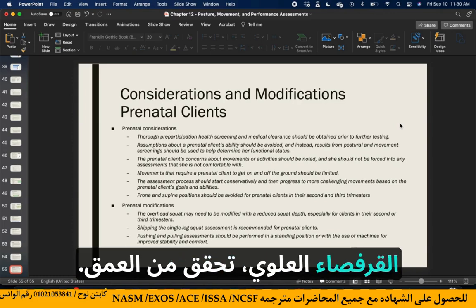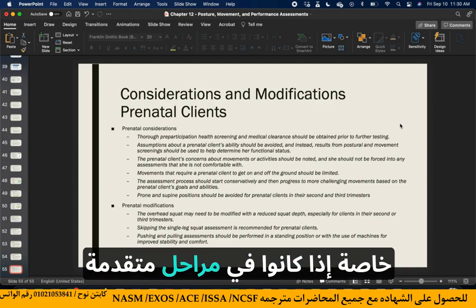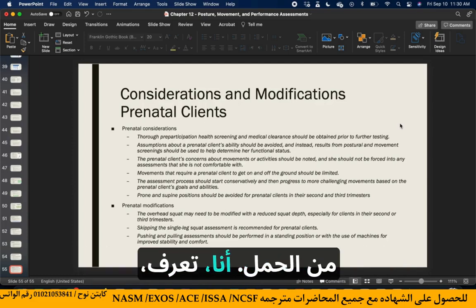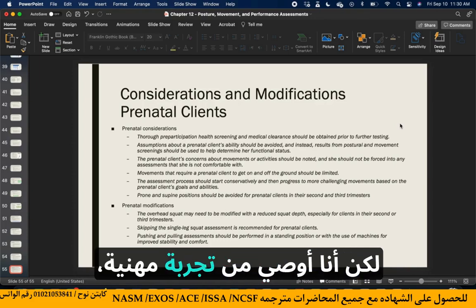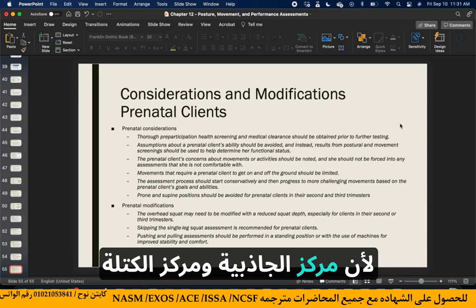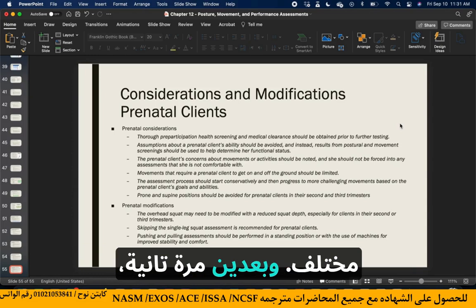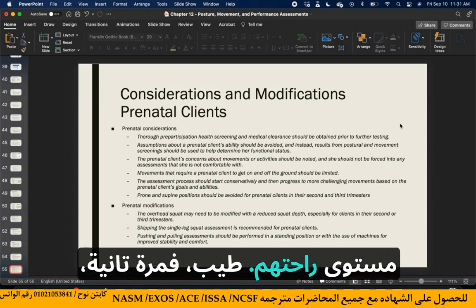With the overhead squat, check the depth. They might not be able to achieve it, especially if they're later on in their pregnancy. I would recommend, from professional experience, not doing the single leg squat, because their center of gravity and center of mass is different. And then pushing and pulling is going to be based on what their comfort level is.